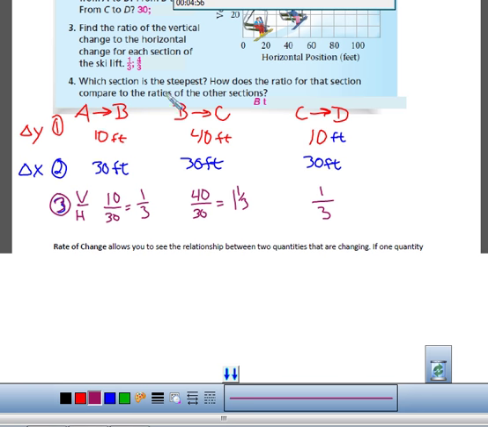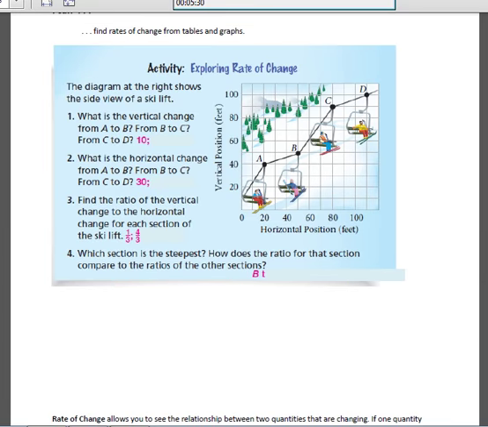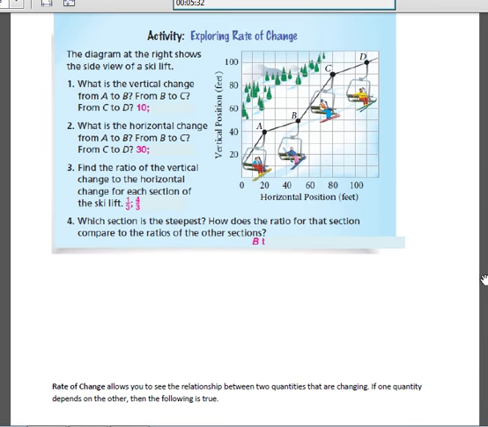Alright, which section is the steepest? How does the ratio for that section compare to the ratios for the other sections? B to C is the steepest, and if you look, this number, 1 1/3, is greater than these two numbers. Now, what does that all mean? Well, we're going to be talking about something known as slope, or the rate of change, and you're going to need to recognize what it will look like depending on what the number is. So in this case, it's steeper because the number is greater.